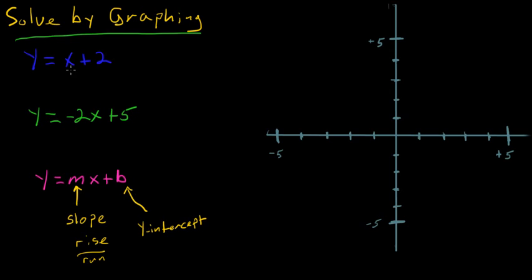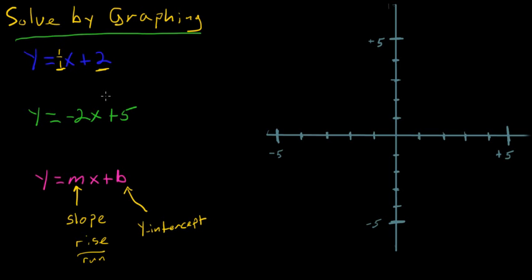In both of these cases, we have the slope right here. There's no number written in front of the x, so it's an implied 1. If we want to think of it as rise over run, we could write it as 1 over 1, because 1 over 1 is 1. And the y-intercept of this first equation is b, and b is 2.